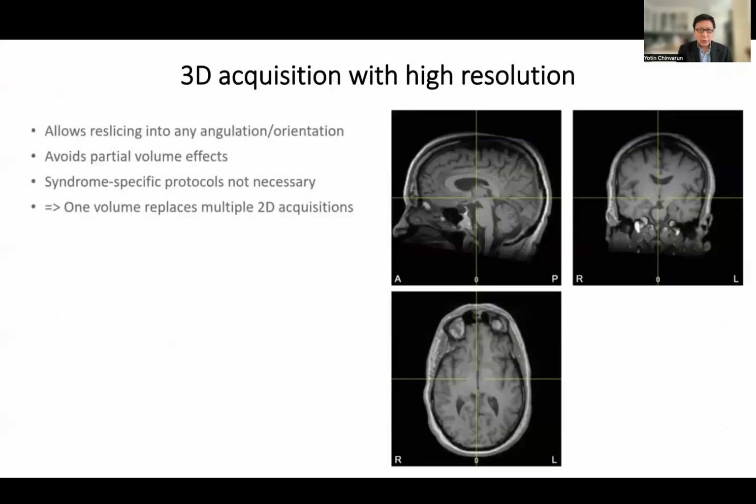The next sequence is a 3D acquisition with high resolution. This is very simple for us to view in different planes: sagittal, coronal, and transaxial. We can go to the target by clicking on the point we are looking at, and it shows up in the coronal, transaxial, and sagittal views. But you have to be really careful about the partial volume effect when reviewing this acquisition. It's a syndrome-specific protocol, not necessarily required, so one volume can be replaced with multiple 3D acquisitions. To avoid the volume effect, you might use thin slice cutting of 1 millimeter.